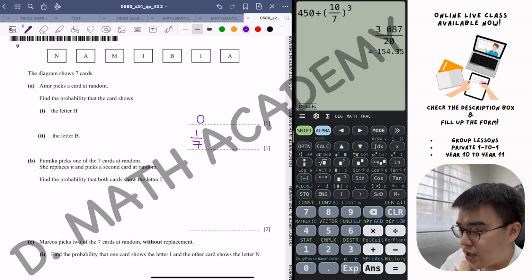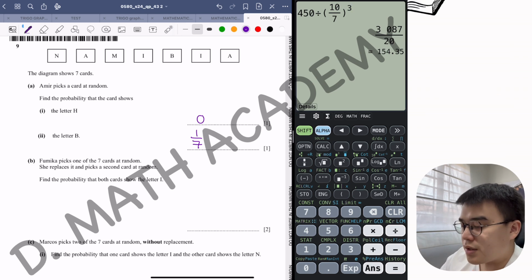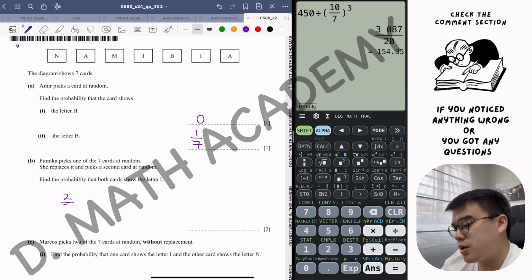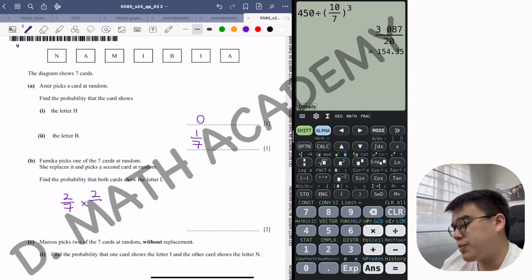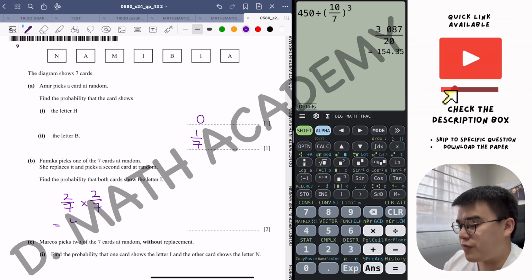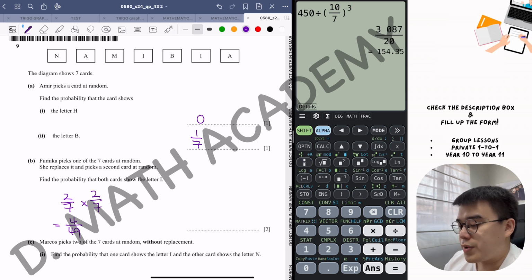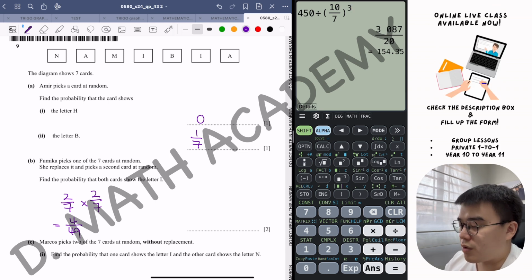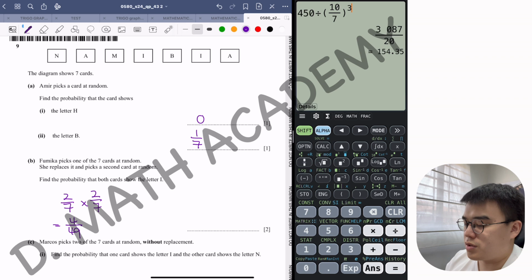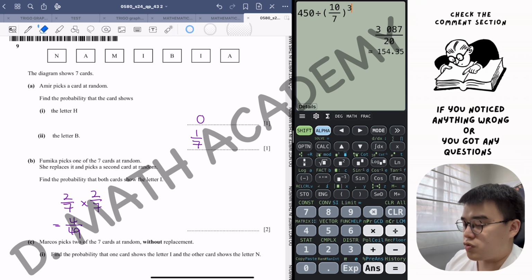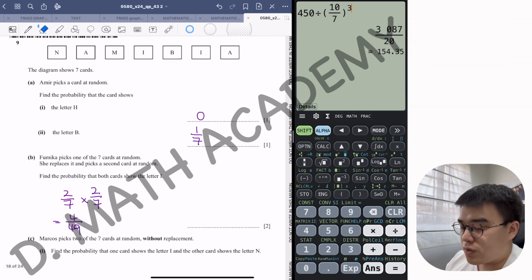Fumika picks 7 cards at random, with replacement, which means that picking I and then picking I again will be 4 over 49. Because they are drawing the same letter, there's no need to make the arrangement. So 2 over 7 times 2 over 7 is the way to go.